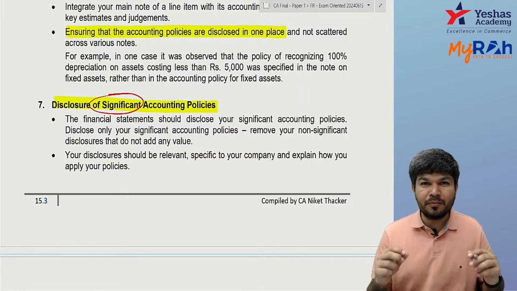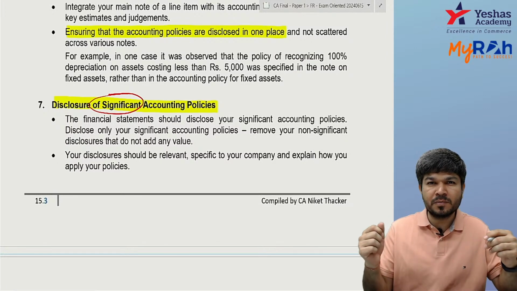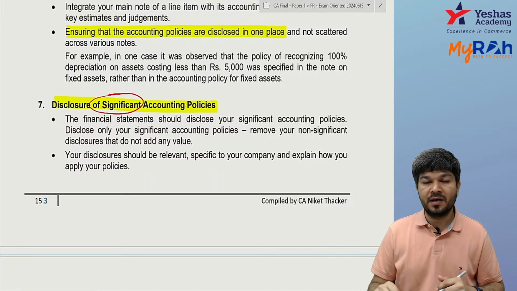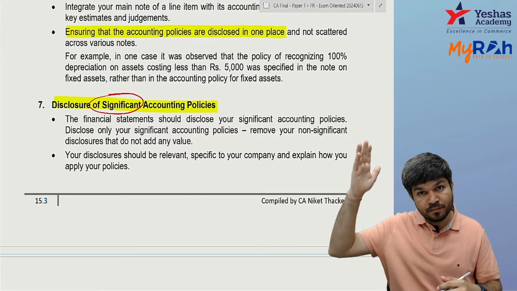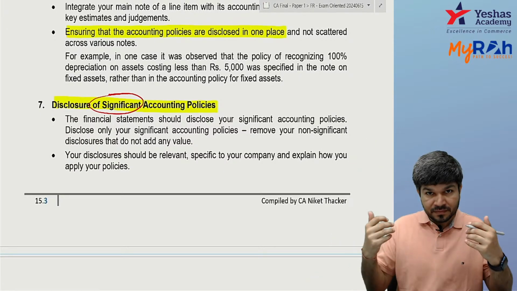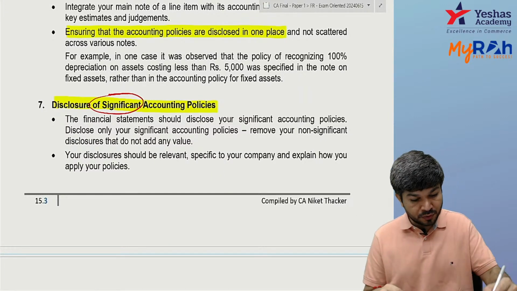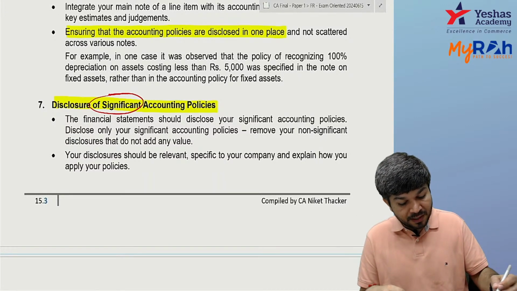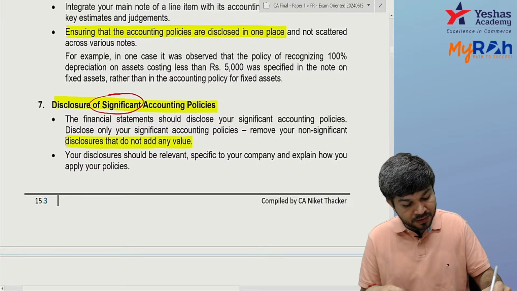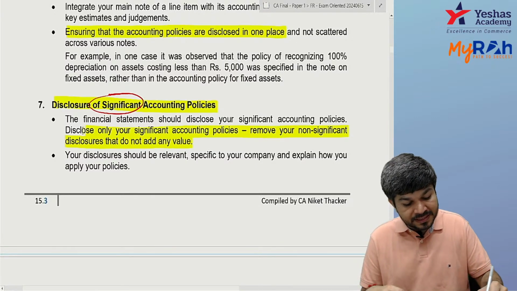You can't keep having a policy for every small thing and disclose it. Otherwise, that will run into several pages and it will be more confusing for people. So you should disclose all your significant accounting policies. Disclose only significant ones, remove the insignificant things.